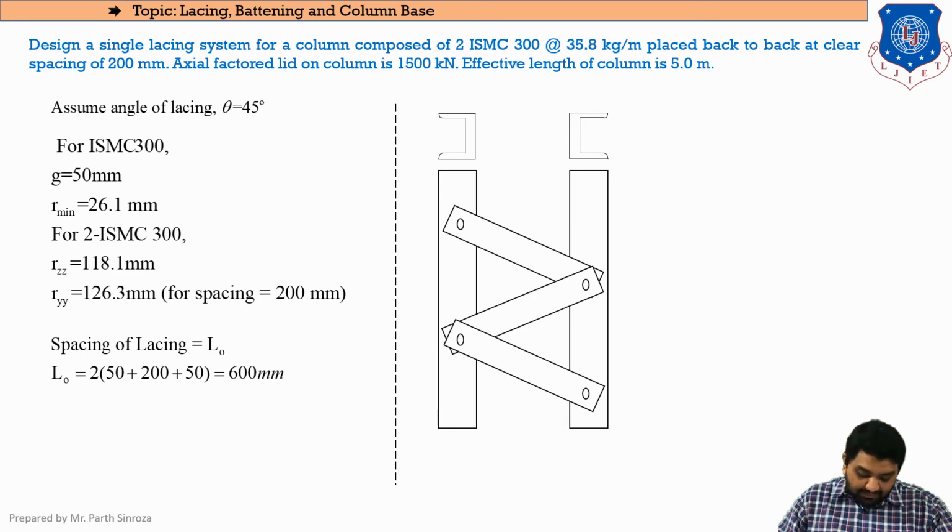The spacing of lacing will be this horizontal spacing between the two column sections. For that we will require these parameters: the spacing between the channels was 200, which is given in the question, and this distance from the edge of the plate to the center of the bolt is called the gauge value. Similarly, this will also be the gauge value. So the two gauges will be 50 and 50 on both sides. After calculating the total, the answer will be 600.